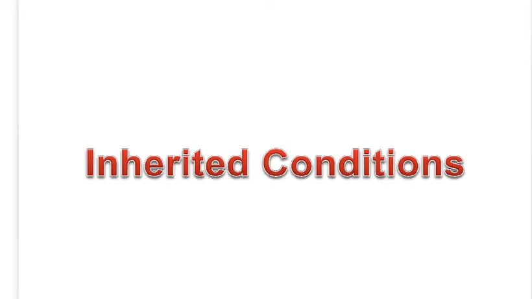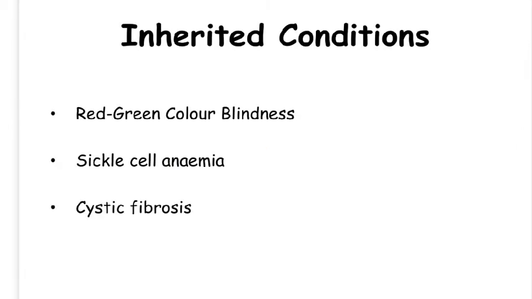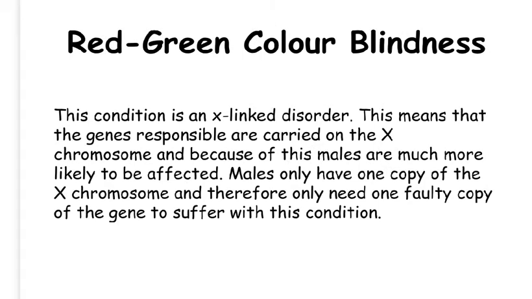The same ideas apply to the way that some diseases are inherited. The ones that you need to know about are red-green colour blindness, sickle cell anemia and cystic fibrosis. Red-green colour blindness is an X-linked disorder. This means that the genes responsible are carried on the X chromosome, and because of this, males are much more likely to be affected. Males only have one copy of the X chromosome, and therefore only need one faulty copy of the gene to suffer with this condition.